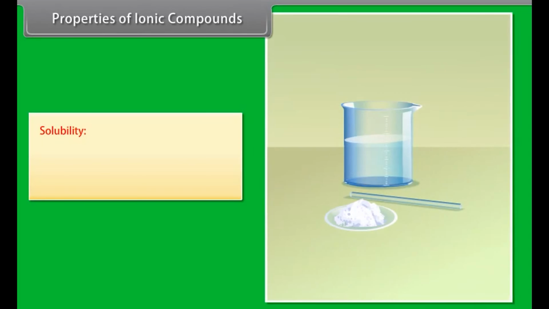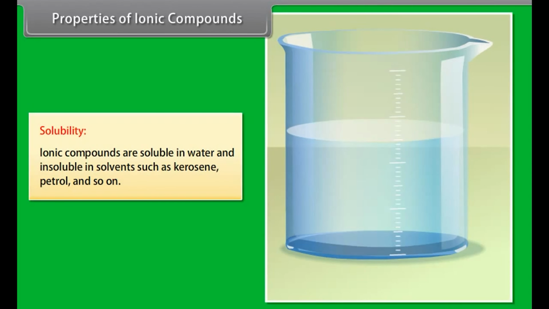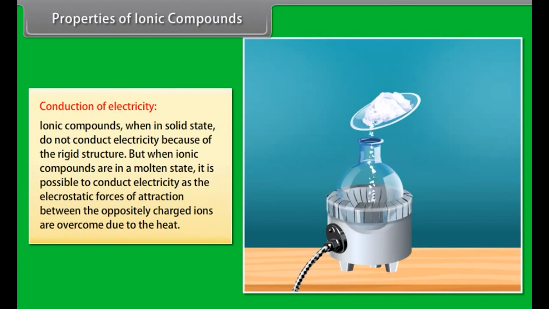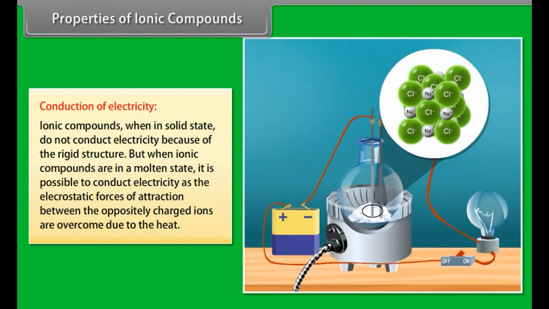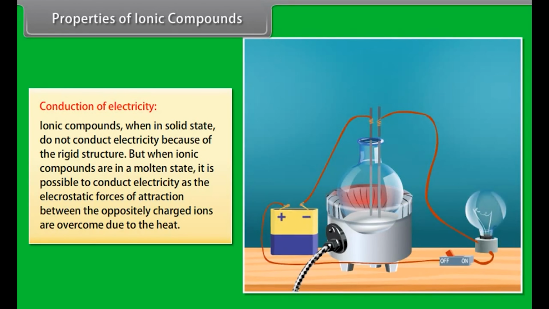Solubility: ionic compounds are soluble in water and insoluble in solvents such as kerosene, petrol, and so on. Conduction of electricity: ionic compounds, when in solid state, do not conduct electricity as the movement of ions is not possible because of the rigid structure. But when ionic compounds are in a molten state, it is possible to conduct electricity as the electrostatic forces of attraction between the oppositely charged ions are overcome due to the heat. This leads to ions moving freely and conducting electricity.